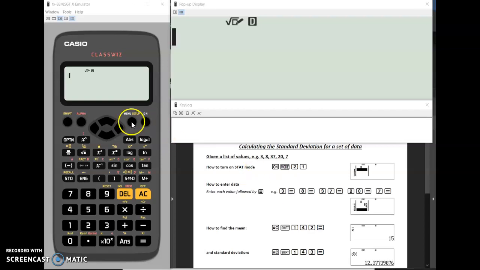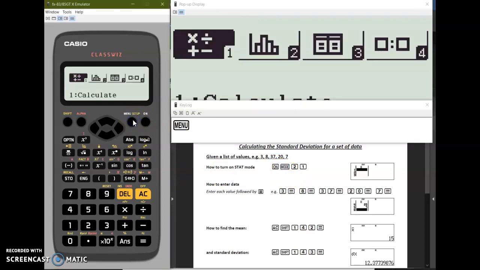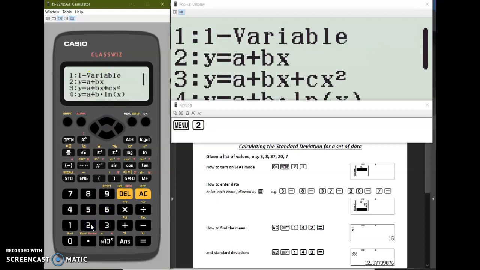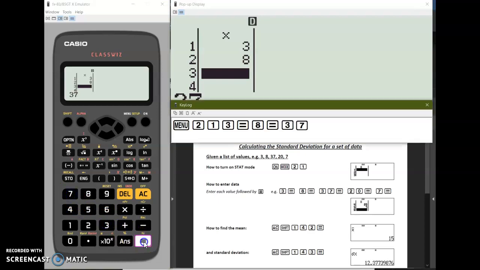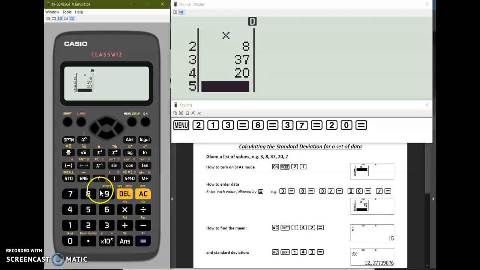Okay, so first of all, similarly to what you see here in terms of turning on the stat mode, it is still mode, well, it's menu rather than mode. It is still 2 for the statistics and 1 for the one variable, the univariate data. So you get that list, similar to what you would have had beforehand, and you enter in the data. I'm going to enter in the same data as the other example. So that's 3, press equals, then 8 equals, 37 equals, 20 equals, and lastly 7 equals.